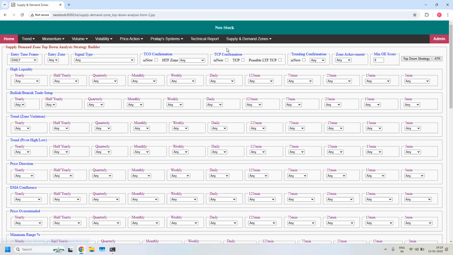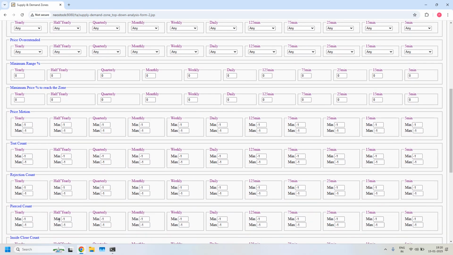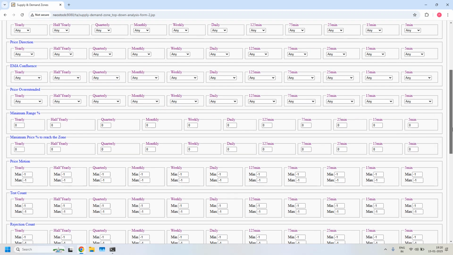Next, bullish trade setup, daily income trade, entry time frame 15 minutes, entry zone demand zone. Bullish or bearish trade setup at 15 minutes entry time frame. I am selecting bullish. These 15 minute demand zones should not be pierced. So in the pierced count at 15 minutes time frame, I am setting minimum value 0, maximum value 0. That means the zone is not pierced.